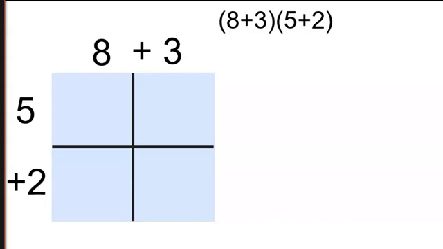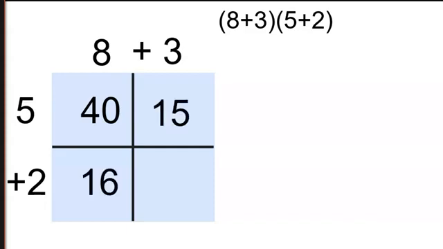With the box method, we list the factors being multiplied on two adjacent sides of the rectangle to represent the length and the width of the rectangle. Then we multiply each piece of the length and width together. We write the products on the inside of the rectangle. So, 8 times 5 is 40, 3 times 5 is 15, 8 times 2 is 16, and 3 times 2 is 6.